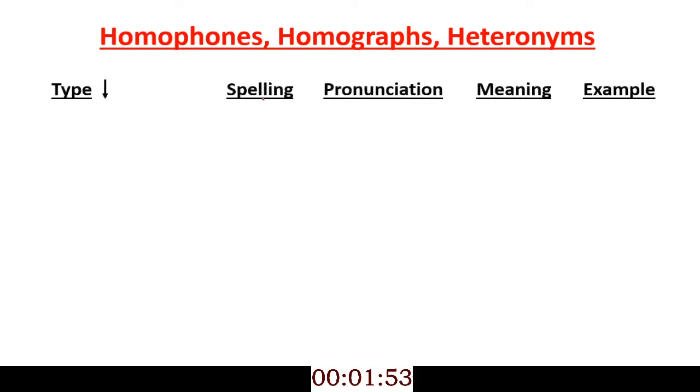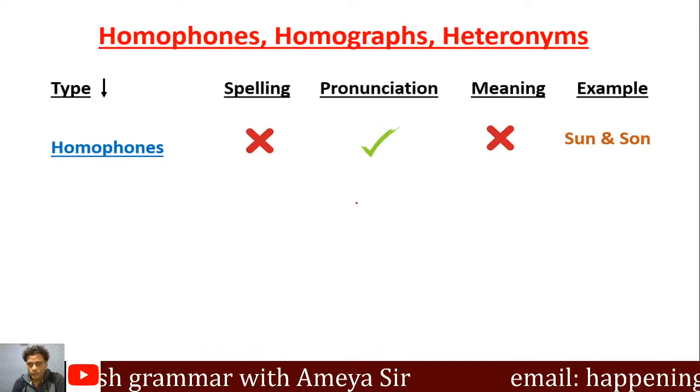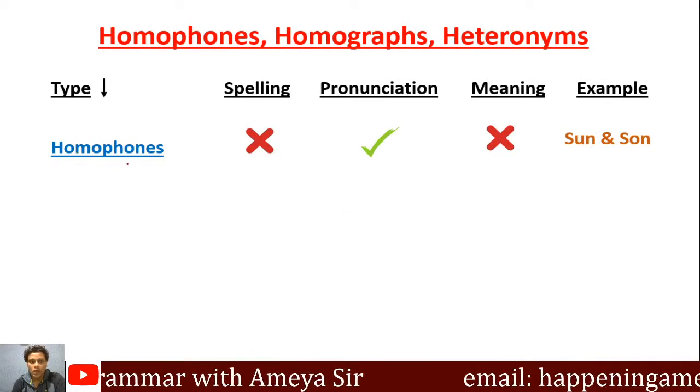So homophones, homographs, and heteronyms. Well, to study this, we will need to study the aspects about spelling, the pronunciation. By the way, that's the pronunciation of pronunciation, meaning, and an example. We'll study the types: homophones, homographs, and heteronyms. First, we will study homophones. Guys, watch this very closely. What are homophones?